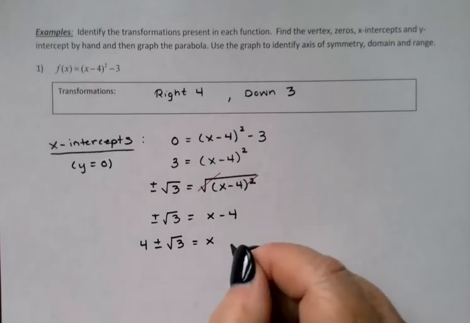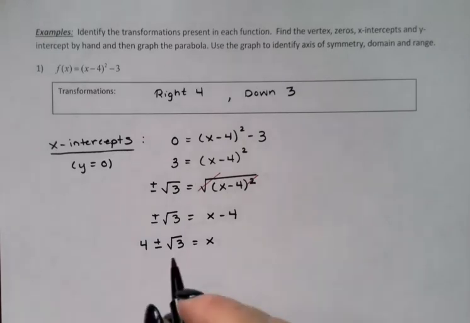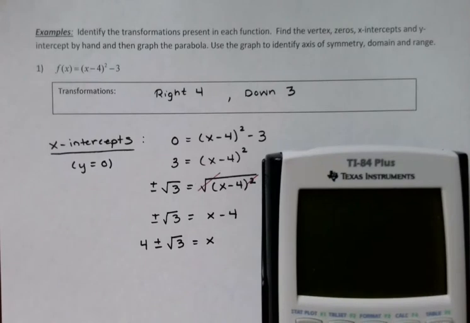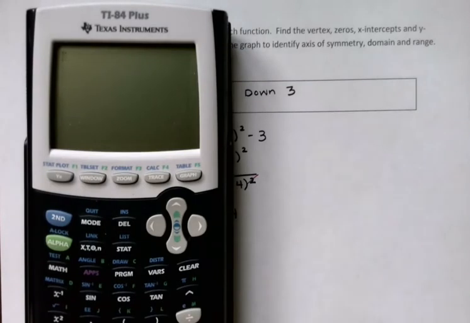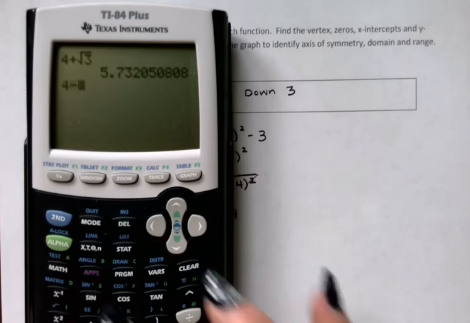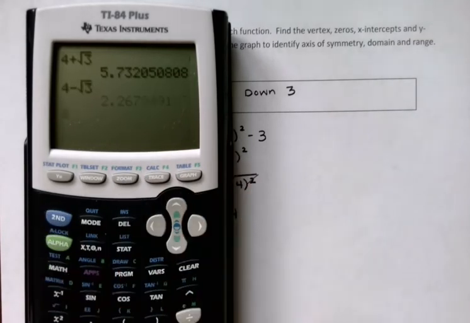In order to graph those, it's going to be really helpful to have decimal approximations. If I don't do that, it's going to be really hard for me to figure out where to put those on the graph. So I'm just going to grab my calculator and do 4 plus the square root of 3, and then also 4 minus the square root of 3. So my x-intercepts, or my zeros, are approximately 5.73 and 2.27.